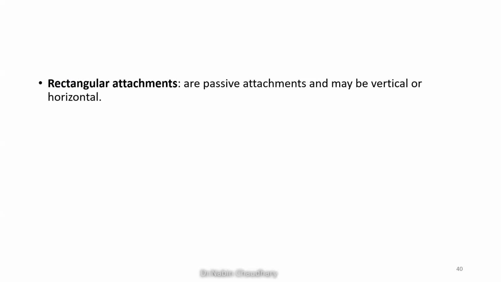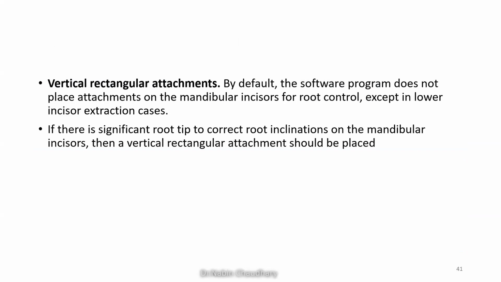So going to the conventional attachments, there are different types of attachments, that is the rectangular attachments. These rectangular attachments are passive attachments, and they may be vertical or horizontal depending upon the movement required in the tooth. The vertical rectangular attachments are generally not placed on the mandibular incisors. But in the case of mandibular extraction cases, when the proper alignment of the root is not ideal, the vertical rectangular attachment can be placed in order to correct the root inclination.